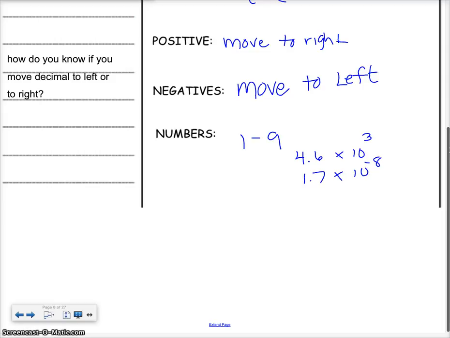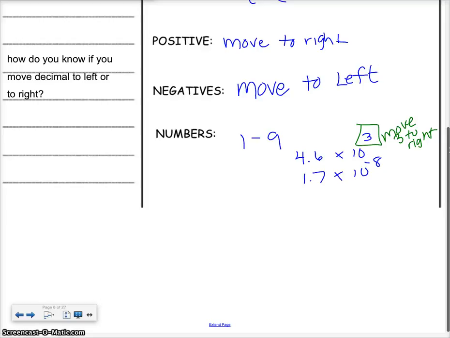So this first example, this power of 10 just tells me, you see where this decimal is on 4.6? This says move it 3 to the right. That's all that exponent tells me to do. The 10 just tells you what to do with your decimal. So 10 to the +3 says move the decimal 3 spots to the right.